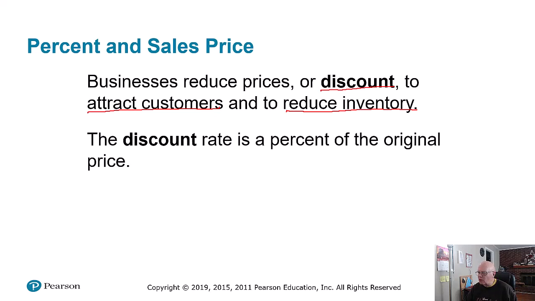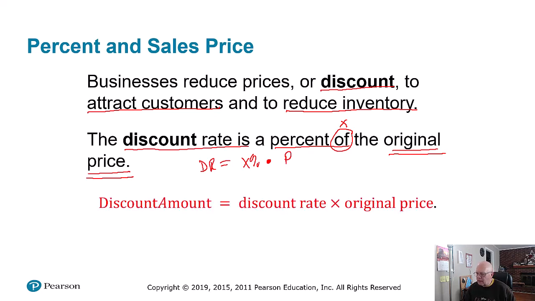The discount rate is a percent of, notice this, of, that means times, percent of the original price. Original price, very important. I'm going to mention that several times here in the next few minutes. So discount rate equals X percent of, it's times price. There's another way of writing it. Discount amount, discount rate times the original price.